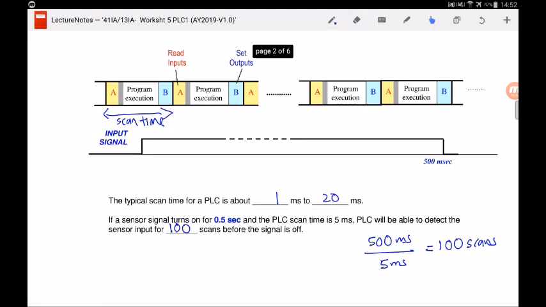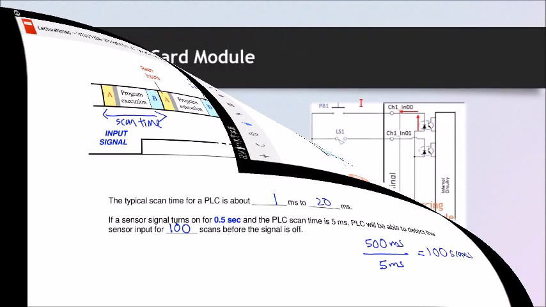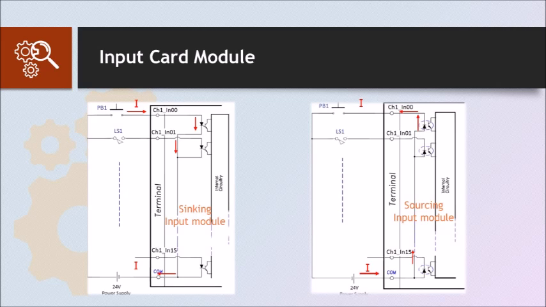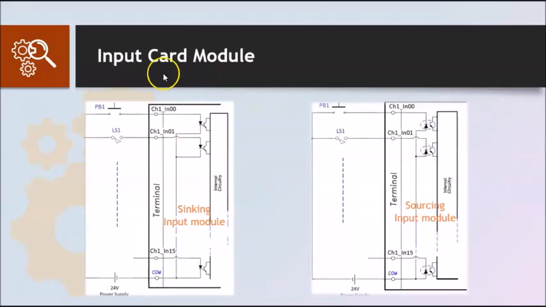Now we will learn about the input module of the PLC for the next section. Let's go back to our slides again. In this slide, I'm going to explain this input card module and the two different types of configuration for the input card, which are the sinking input module and the sourcing input module. Let's first take a look at the diagram on the left.